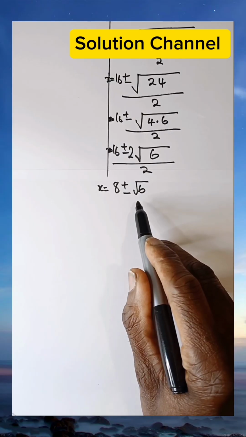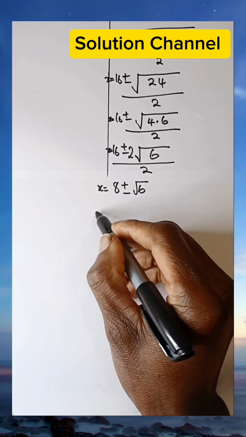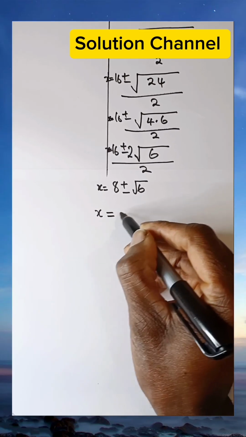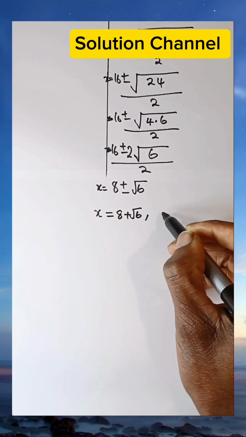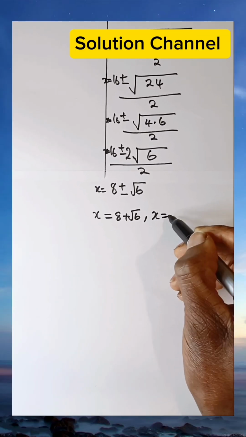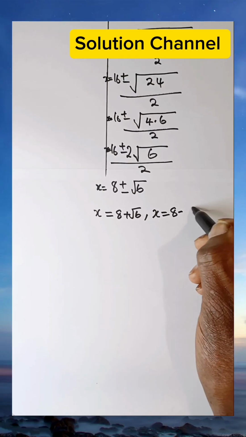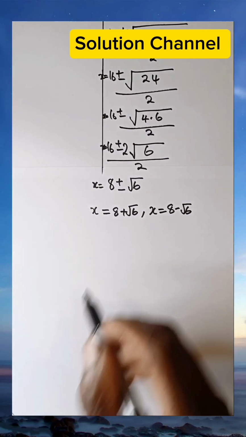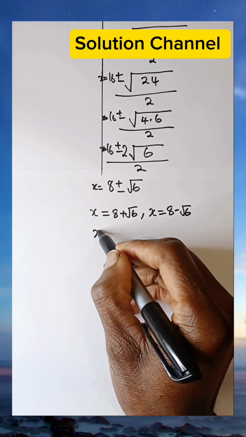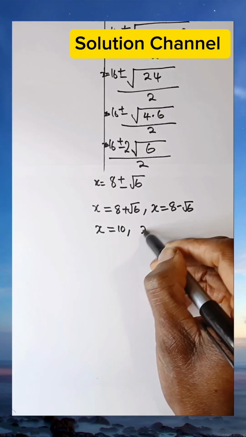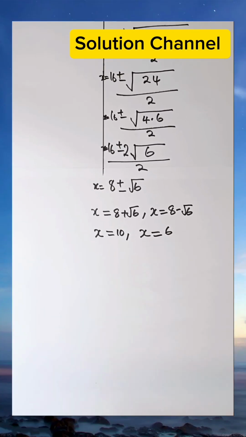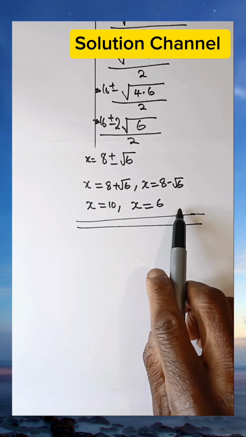So we are going to have two values for x. x is equal to 8 plus the square root of 6. x is equal to 8 minus the square root of 6. And our earlier solutions, which are x is equal to 10, x is equal to 6. So here are the values of x that satisfy the equation.